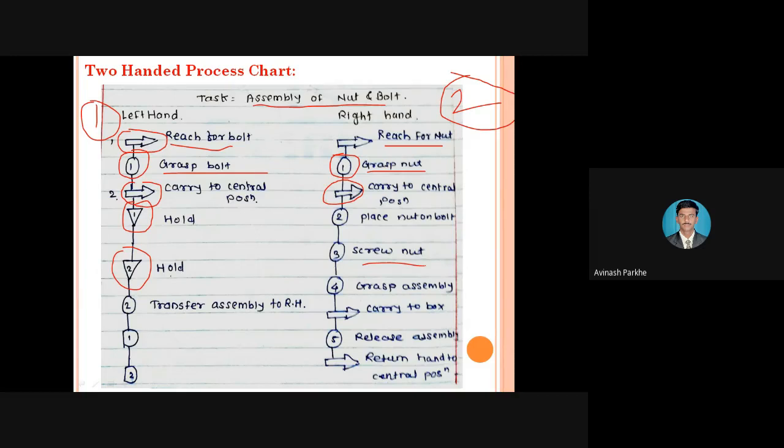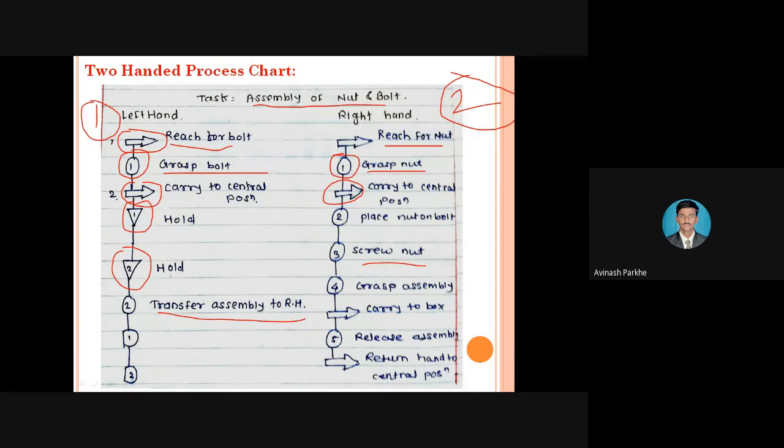बघा, आपण नट आणि बोल्ट जर हातामध्ये घेतला तर आपण पहिल्यांदा बोल्ट स्टेशनरी ठेवतो, नट त्याच्यावर ठेवतो आणि नट काय करतो, फिरवतो. That means only movement of the right hand is taking place, but at the same time the left hand is totally stationary. Once the screwing is over, I will transfer that particular nut and bolt assembly to the right hand.